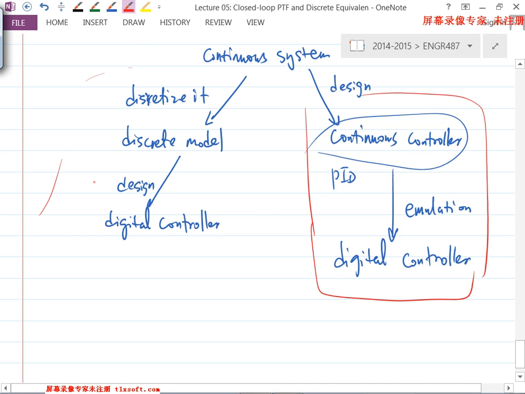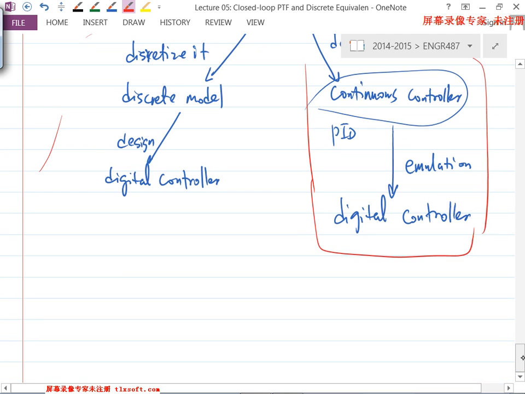Before we move on, we don't have to skip this one, so we'll talk about it later. So let's see, what's the emulation process here?